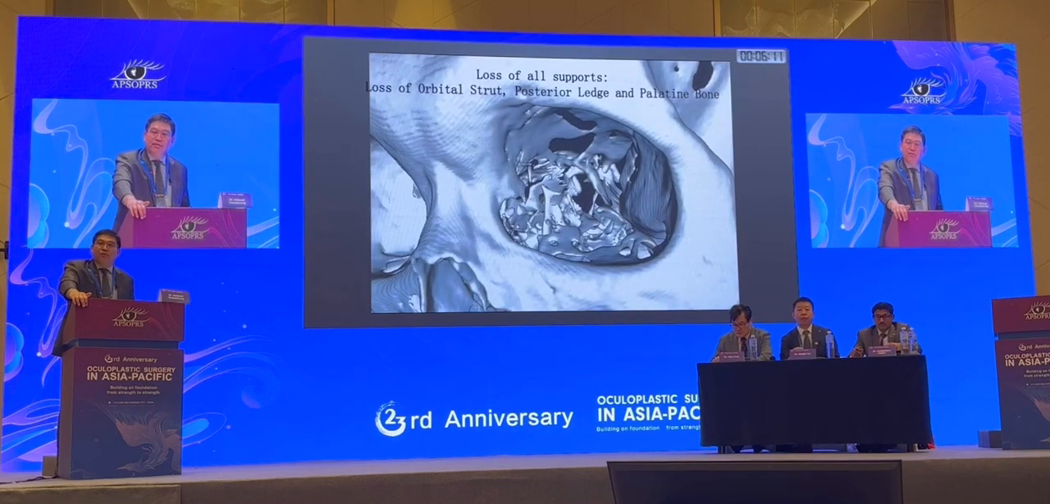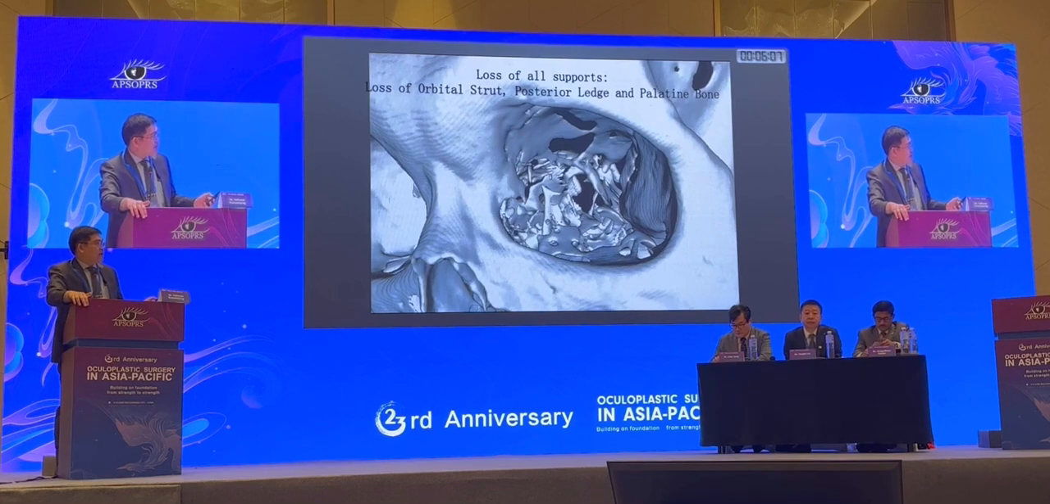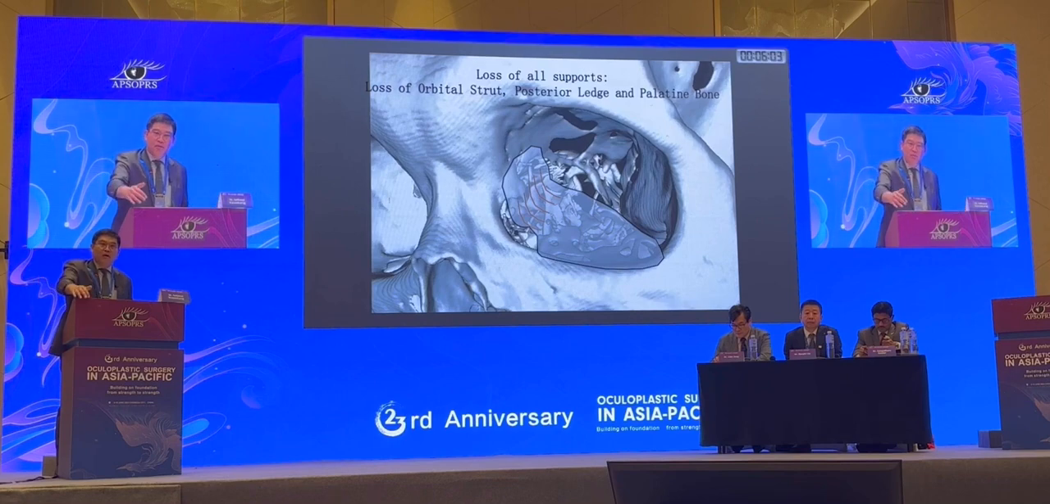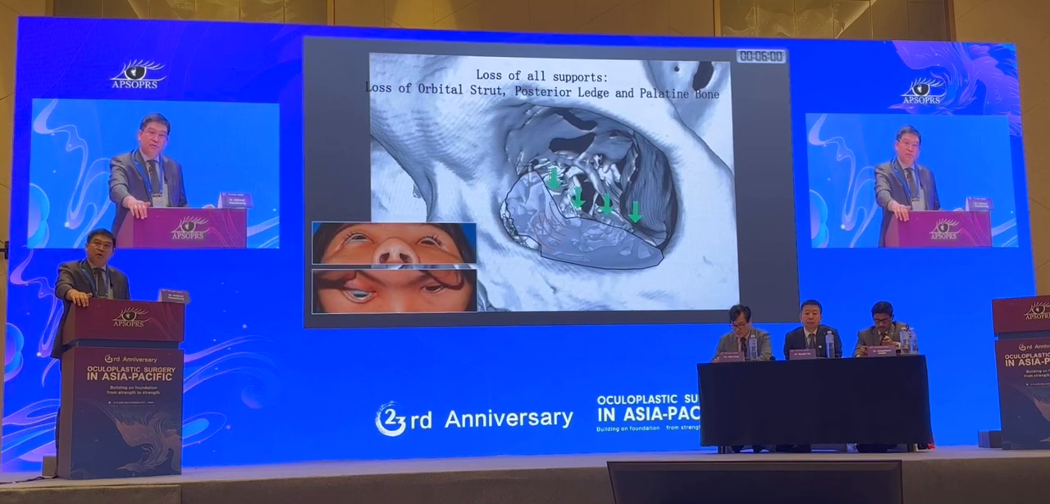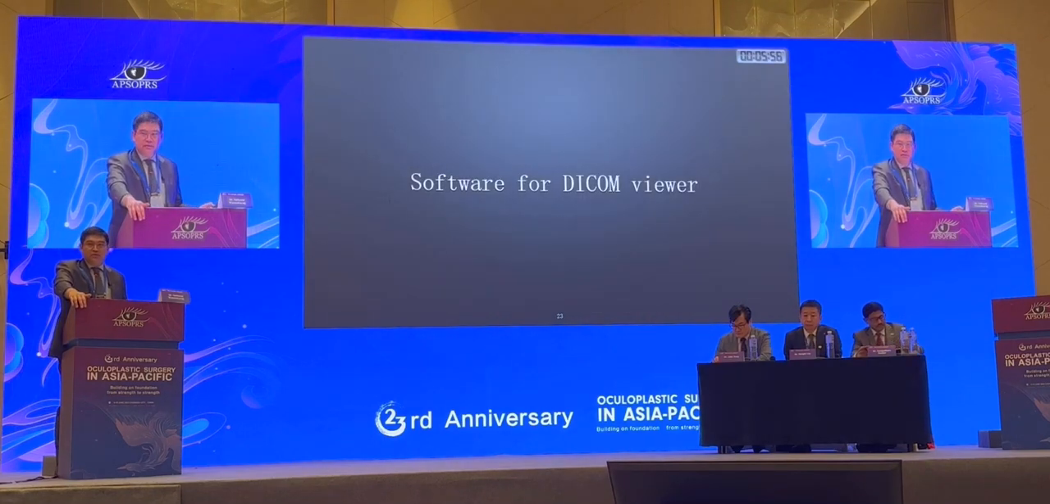Sometimes the bone is broken so much. The orbital strut, the orbital ledge, the posterior ledge, the whole of the floor and the medial wall have been broken. So if you put in a normal implant, it is going to drop posteriorly. So that helps us to learn a lot.